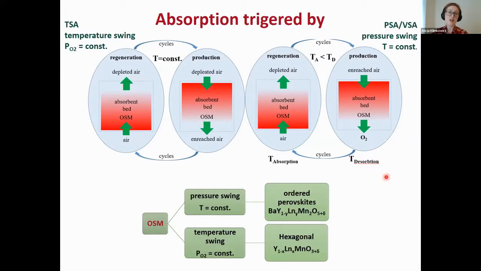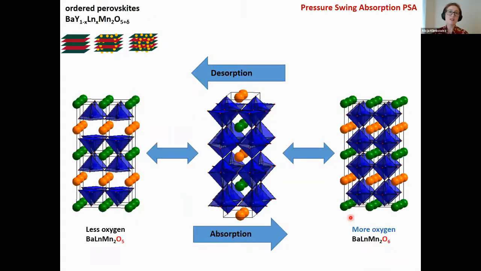So in general, in the literature, we can divide the oxygen storage materials into two groups. The ones that work well under pressure swing conditions with constant temperature, or with temperature swing and with the oxygen partial pressure constant. And today I'm going to show you an example of a TSA material, temperature swing, and a pressure swing material, this one. So let me start with the pressure swing PSA material.